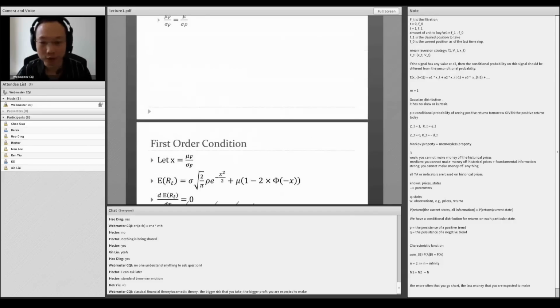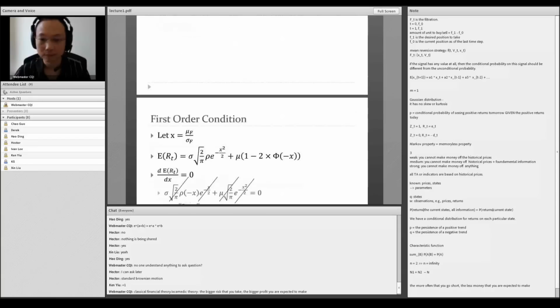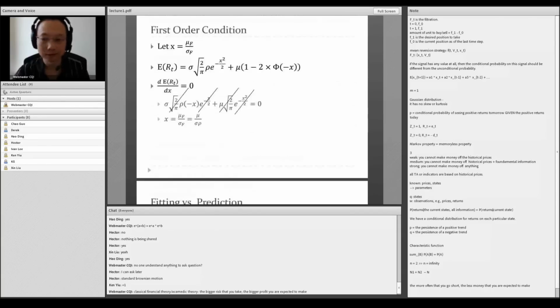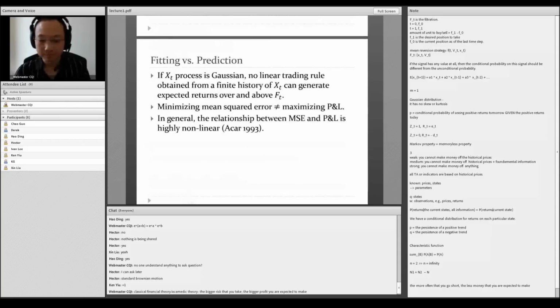But let's be more pragmatic. If the returns of the assets is indeed Gaussian, then there's no other linear trading strategies that can do better than this one we have. Okay, so this is the best strategy ever in the world among all the linear trading strategies, assuming that the returns is Gaussian.